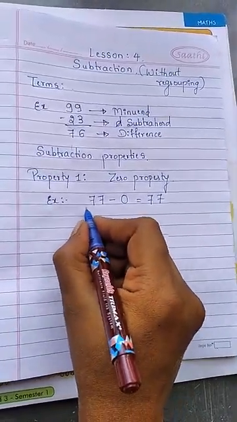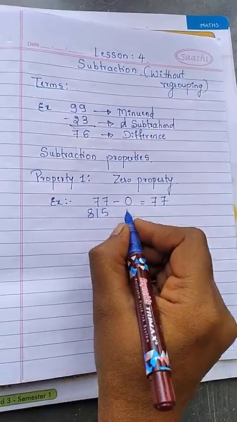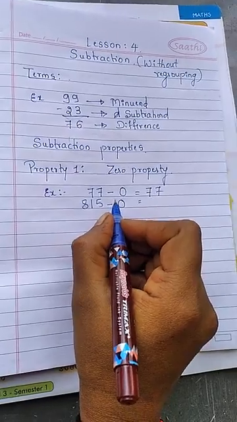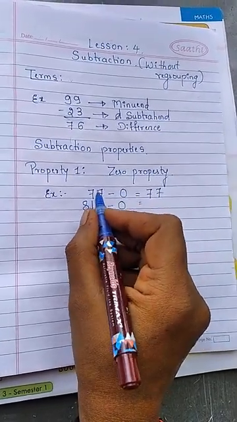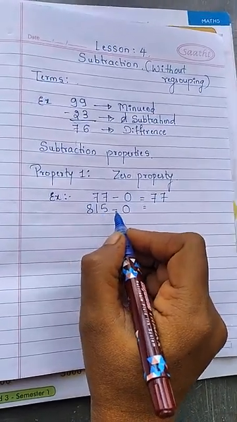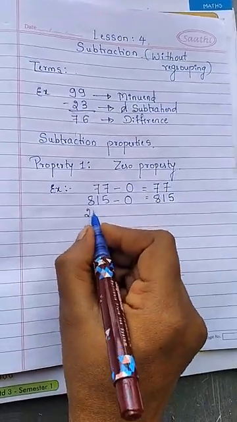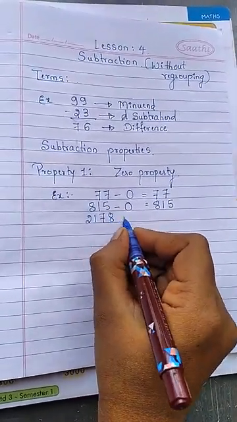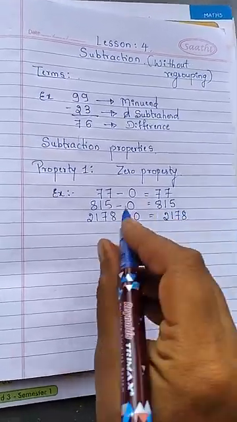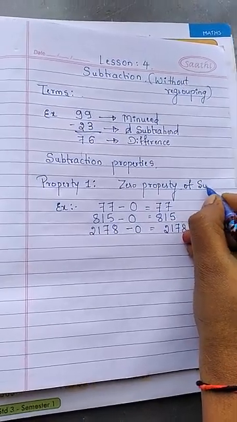Whenever I am subtracting 0 from any number, that means the subtrahend is 0, the answer will be the number itself. Again, 815 minus 0 is 815 only. 2178 minus 0 is 2178 only. I hope property 1 is clear. That is the zero property of subtraction.